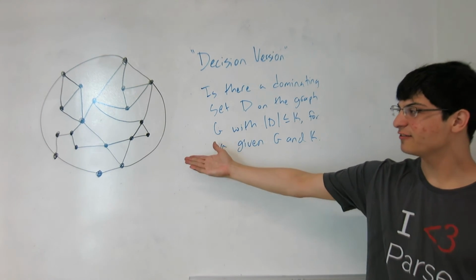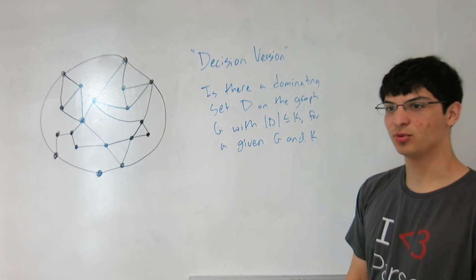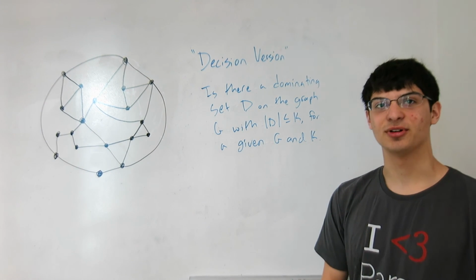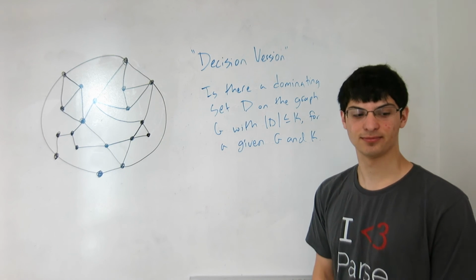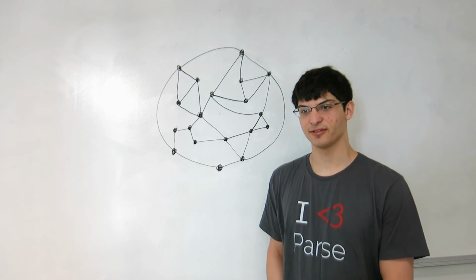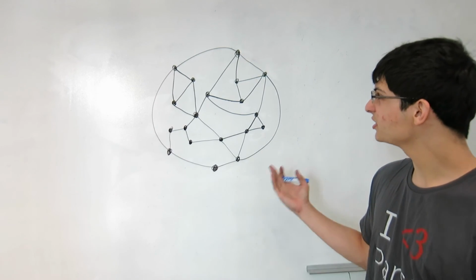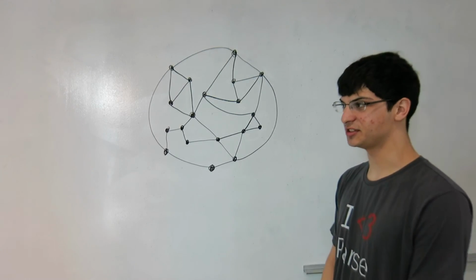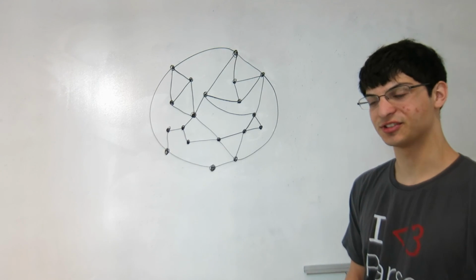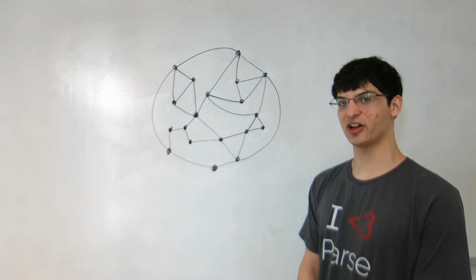Can you look at this graph and tell me if there's a dominating set with size at most 5? That's an example of the decision version of the problem. So how do we find the dominating set on a given graph? The naive approach would just test every possible subset of vertices. But we know that there are n factorial of those, where n is the number of vertices in the graph. And that is not a scalable solution.